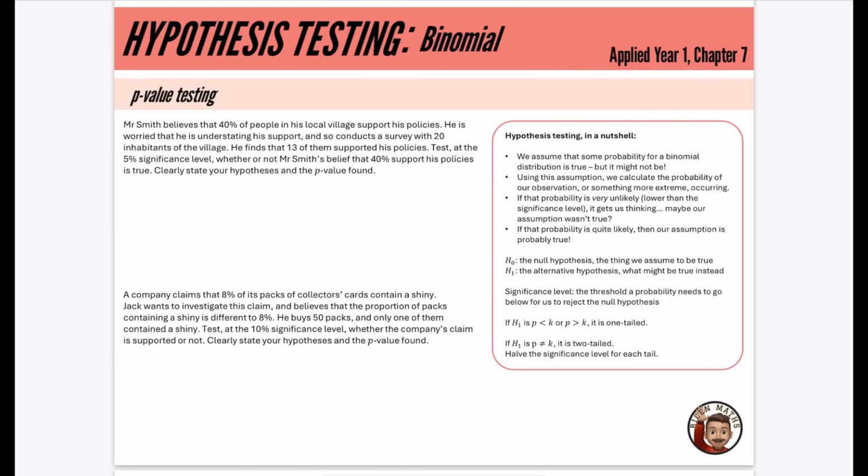Okay, we're on to the last chapter of Statistics Year 1, which is hypothesis testing. And I've written binomial here because later on we will do some correlation hypothesis testing in Year 2, as well as some normal distribution hypothesis testing. So this is Applied Year 1, Chapter 7.